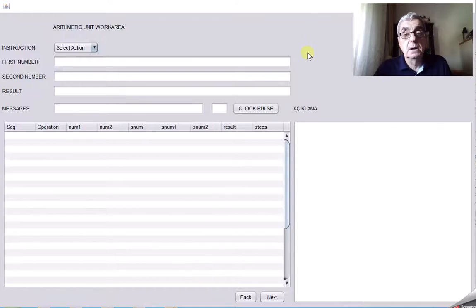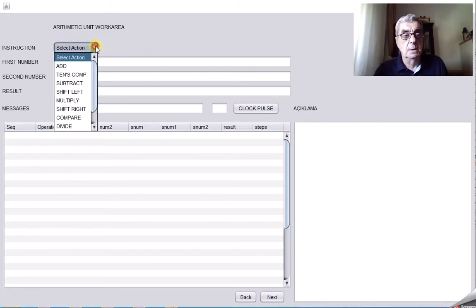Now I'm trying to explain the arithmetic unit. This is a simulation. It's a work area showing how this arithmetic unit is working. Now let's select the instructions or the actions.